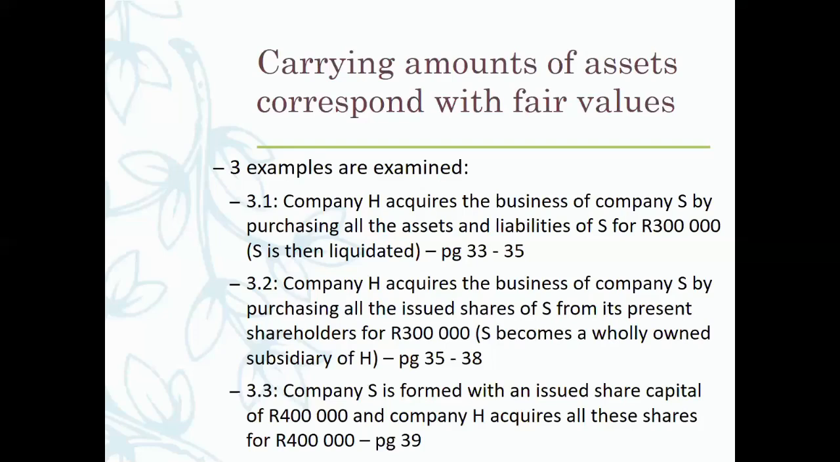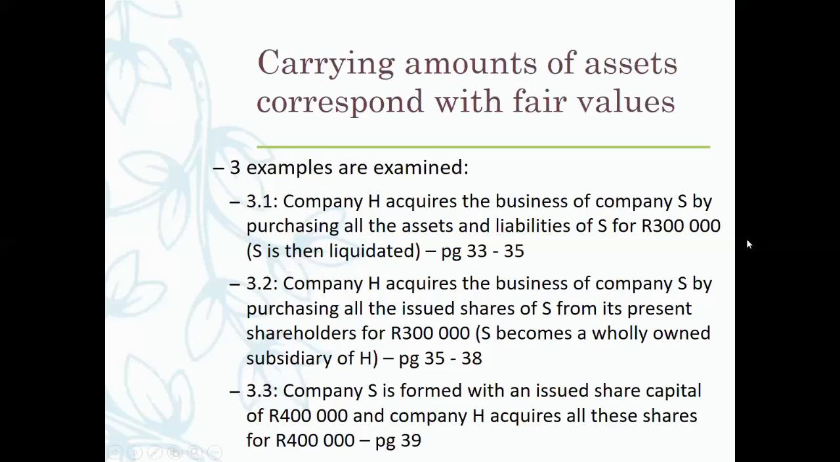Example 3.2 illustrates, with the same numbers, what would happen if instead of purchasing all the assets and liabilities, we purchase the shares of S instead. So we have 2 separate companies, H and S. However, H now owns the entire shareholding of S, so H controls S. That means we would need to do a consolidation, because we have control with 100% of S's shares.